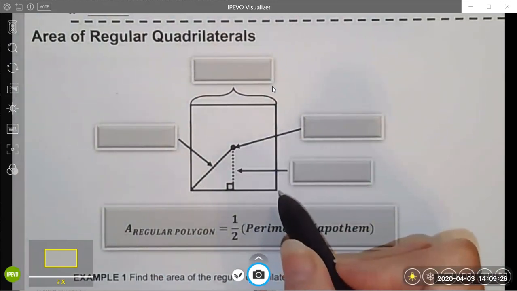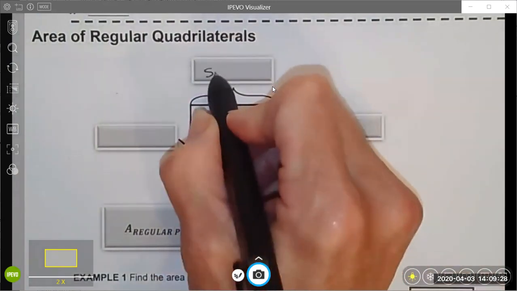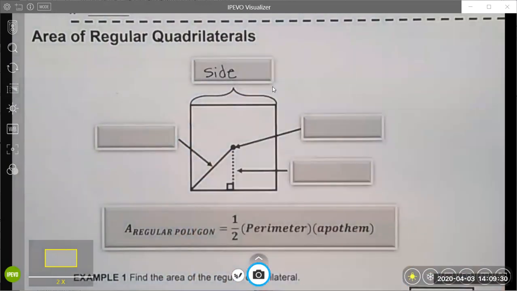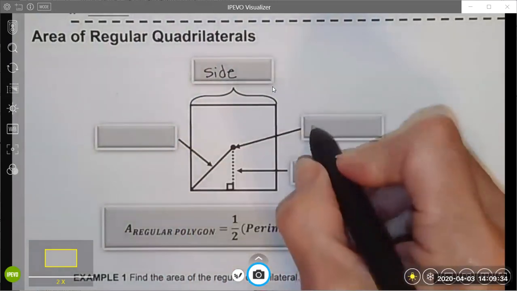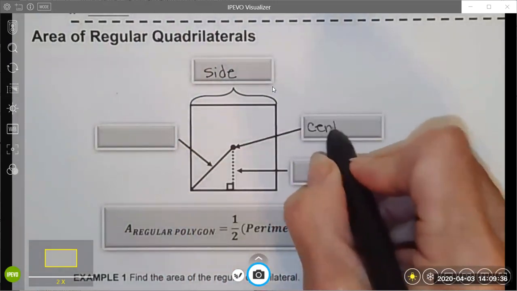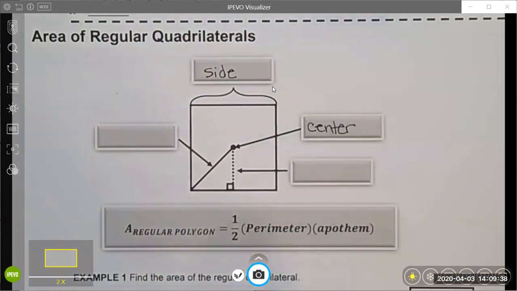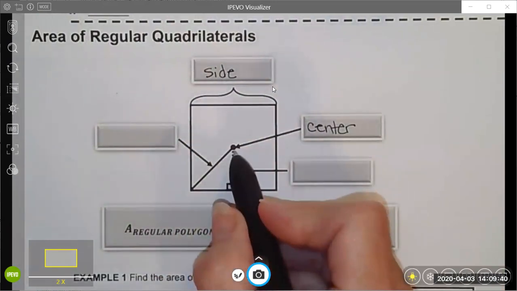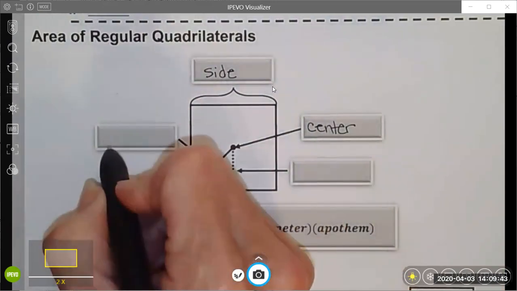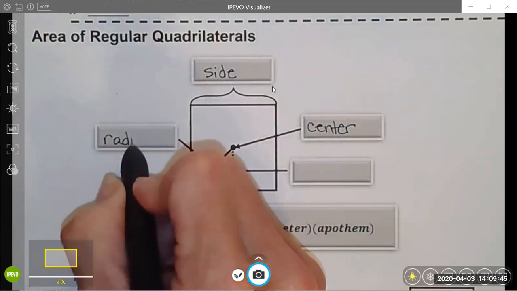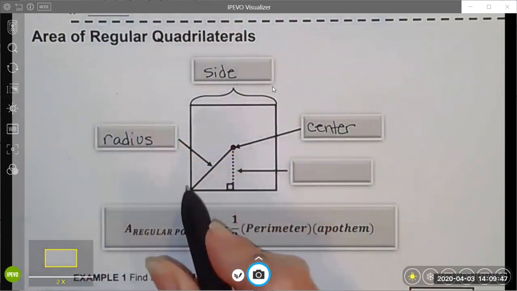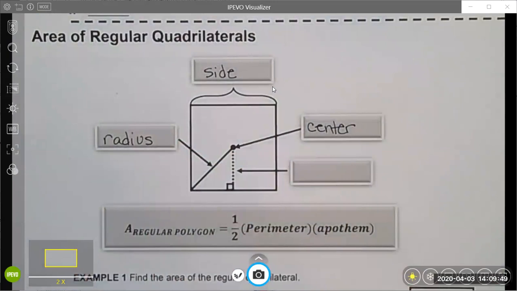We call these squares. Our square has a side. Our square, as we learned with the triangles last lesson, also has a center. Our square has a radius. The radius goes from the center to any of the vertices and has the special property of bisecting the actual angle.